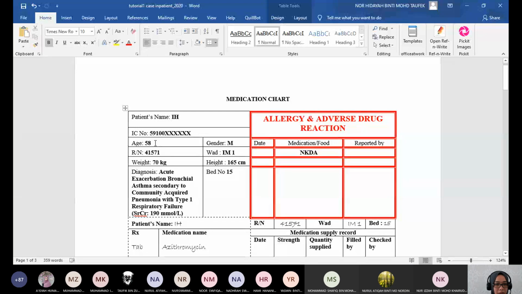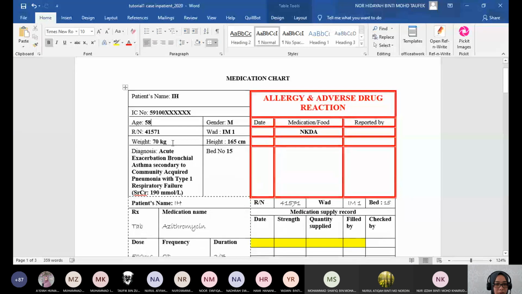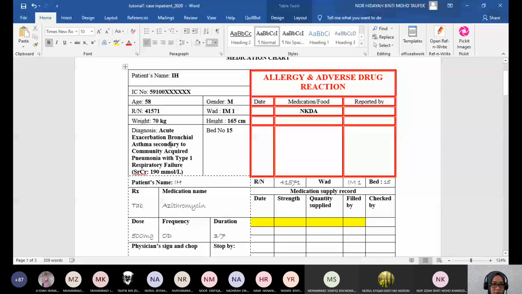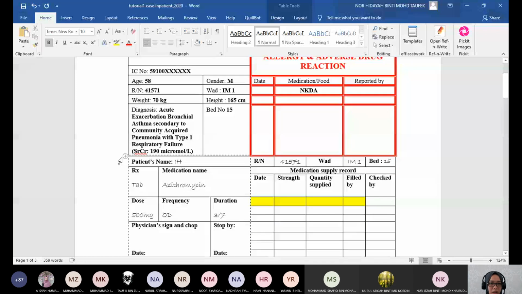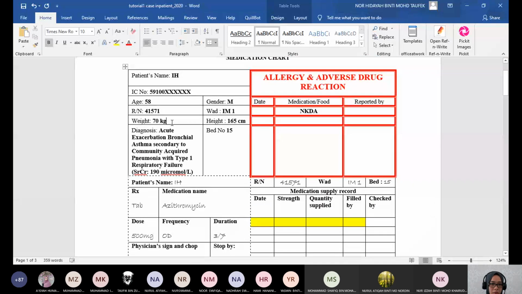IAH, right? 58 years old, right? Can you see, Doctor? Okay. So, acute exacerbation of bronchial asthma, secondary to CAP, with type 1 respiratory failure. Serum creatinine 190 micromole per liter. Here, an elderly patient is defined as above 65 years old. So if this is available, what should you do first?